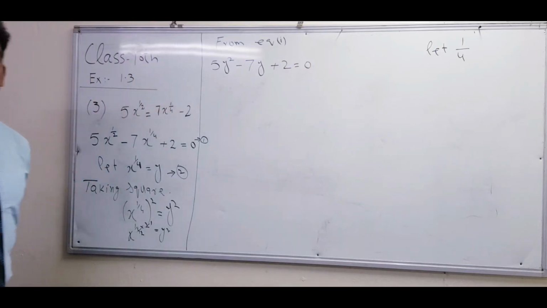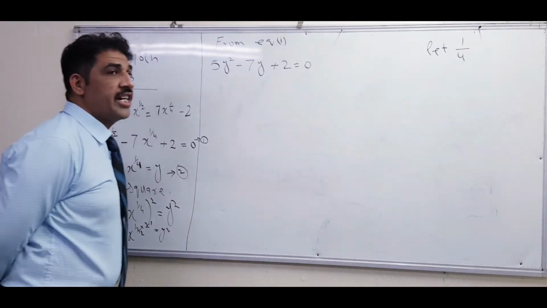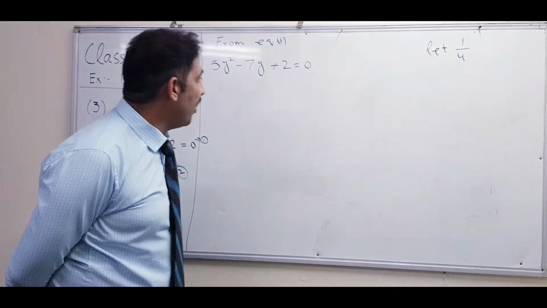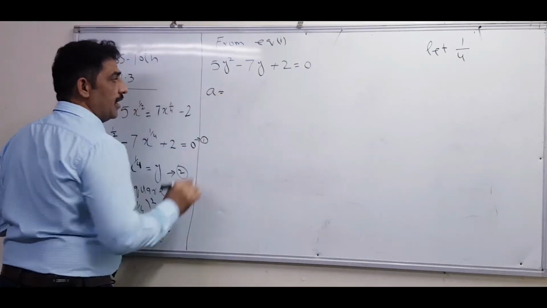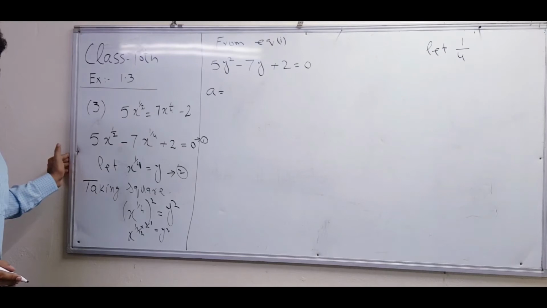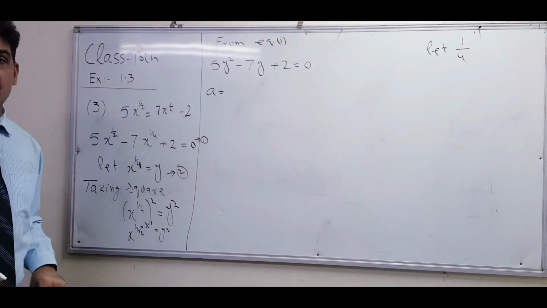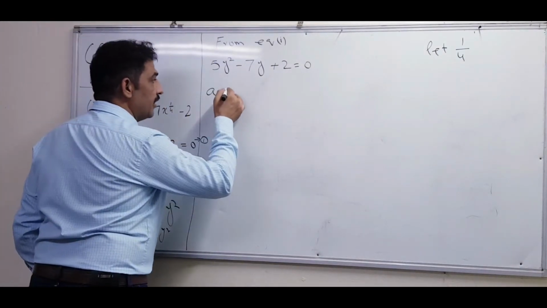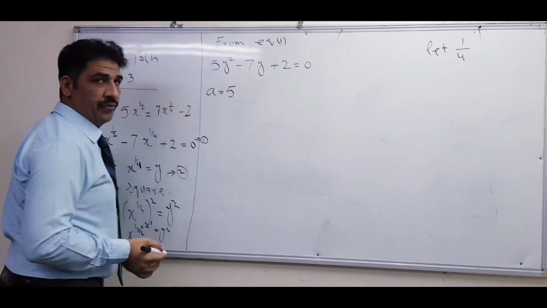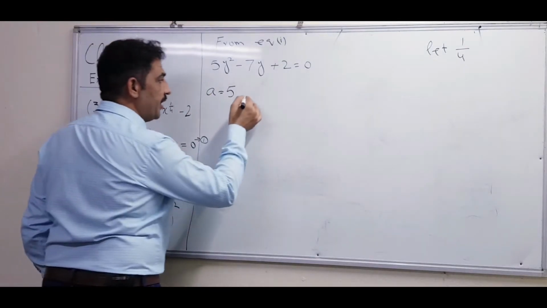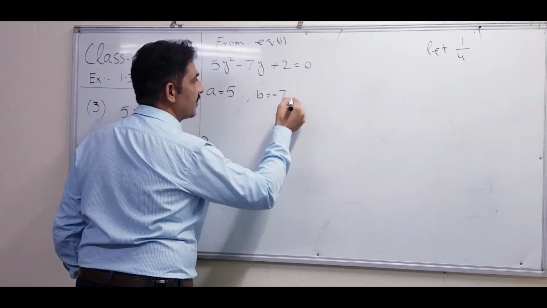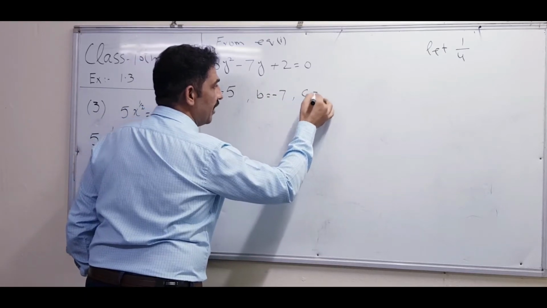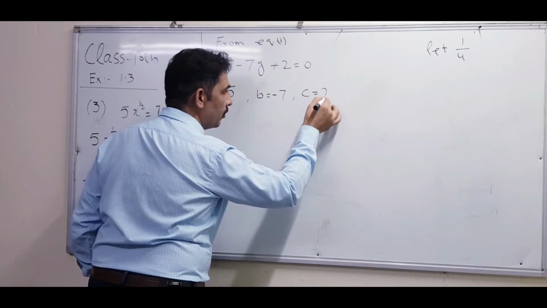Now tell me, is that a quadratic equation or not? Good. That is a quadratic equation in the variable y. So what is the value of a? A is the coefficient of the highest degree, degree 2, meaning ax square, but here it is y square. So the value of a is equal to 5. Good. What is the value of b? The value of b is equal to minus 7. And what is the value of c? The value of c is equal to 2.